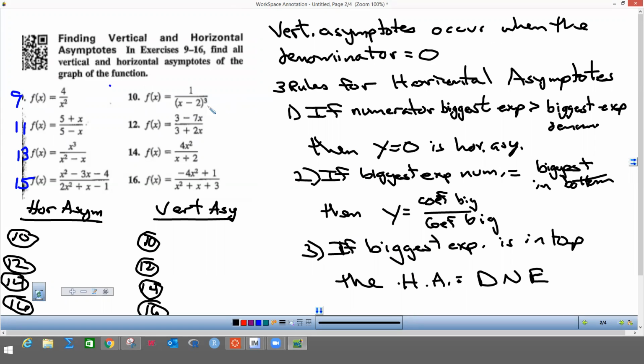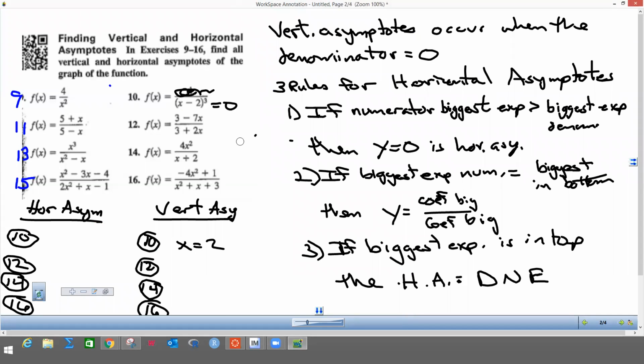So if you look at this denominator here, you're supposed to set that denominator equal to 0 and ignore all this and solve it. This is already factored form. So there's x minus 2 times x minus 2 times x minus 2. So you only need to take one of those and set it equal to 0 and add that over. So this has a vertical asymptote at x equals 2.